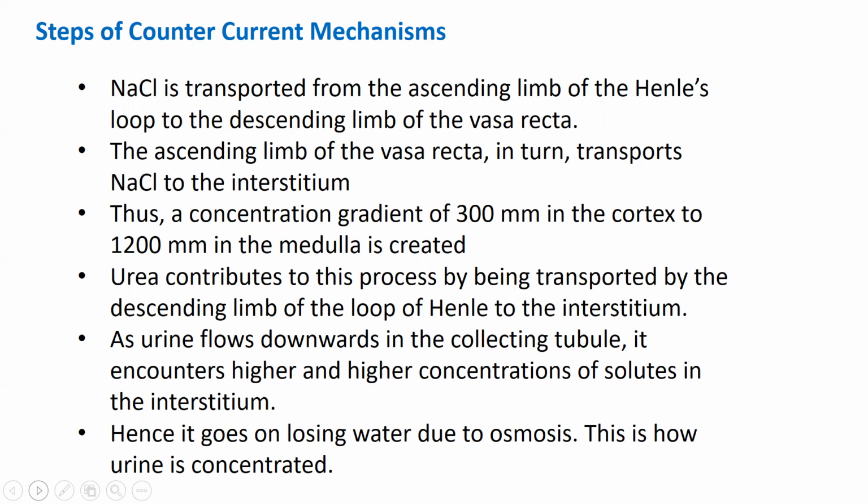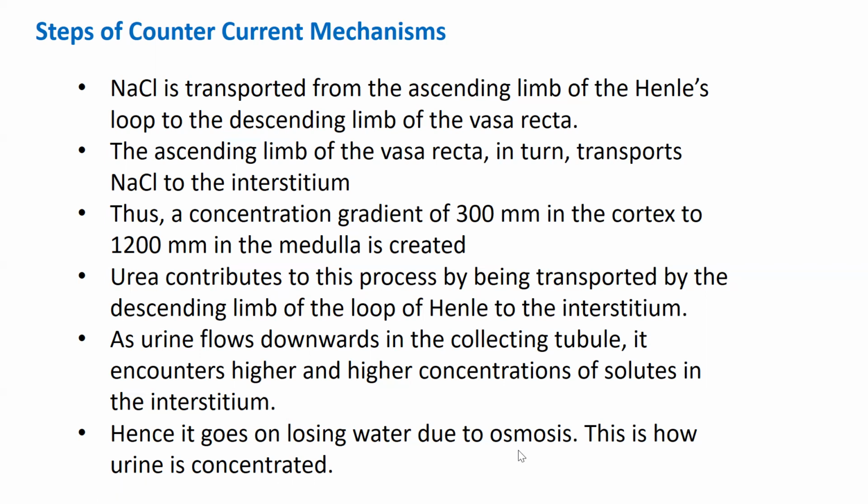Yes, sir. Now, the ascending limb, please remember, is impermeable to water. It doesn't allow the passage of water. Okay, that is the ascending limb, right? But it allows the selective transport of salt or ions. So what happens? Sodium chloride is transported from the ascending loop of Henle to the descending loop of vasa recta. Right? Yes, sir.